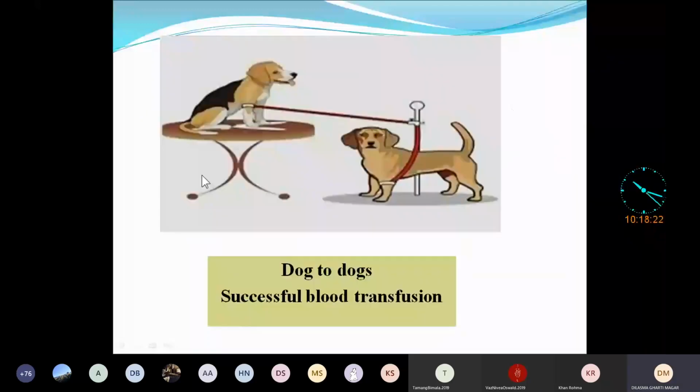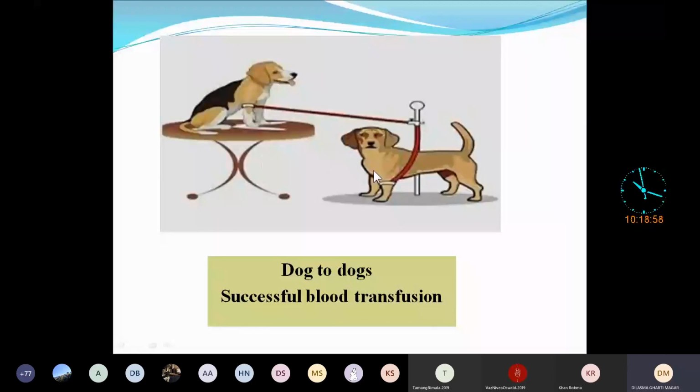one dog is below, and then another dog is sitting on the table, isn't it? So see, one dog is above, and another dog is below. The dog which is receiving the blood is below because the blood has to go from this donor dog to the recipient dog, isn't it? So now here you can see a dog is tied, and this is a picture. So here this dog to dog transfusion of the blood became successful.